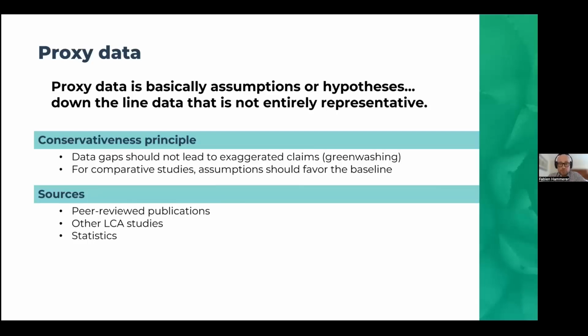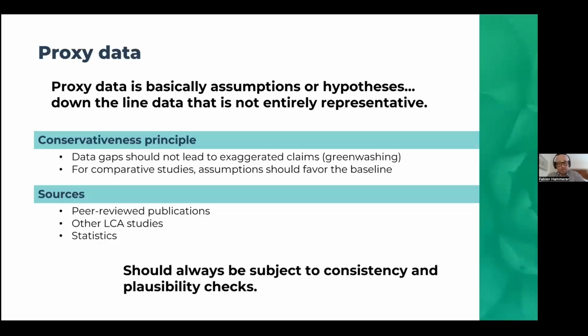And the various sources where you can find proxy data include peer-reviewed publications. There's a lot out there, but it has not necessarily made its way into the databases, so it's considered proxy data. Other LCA studies, if their methodology is similar, and you can also rely on statistics for the use phase. Typically, how well is your tractor maintained? How long is the tractor being used? Or how often? How do repairs happen? These can be taken into account. That can also include national recycling rates for given materials.